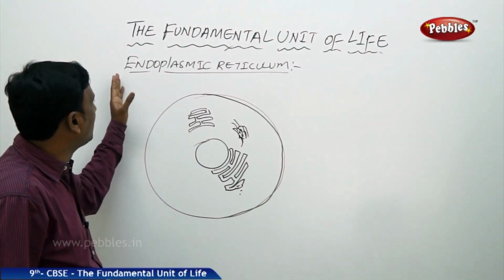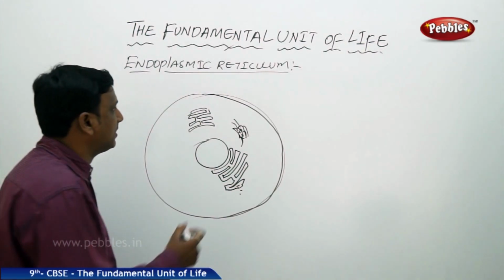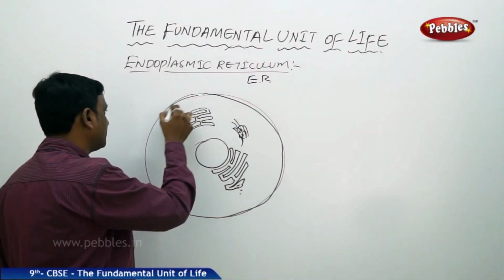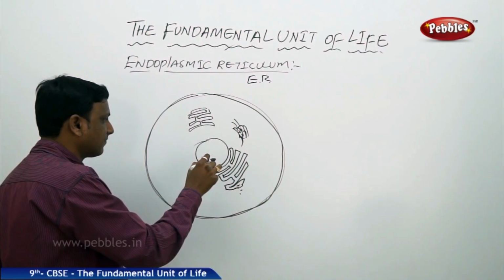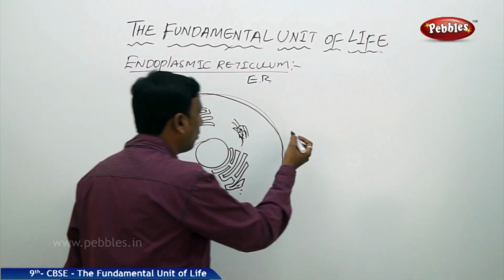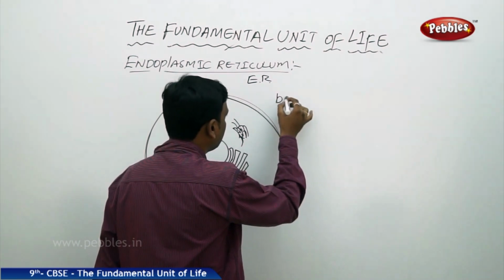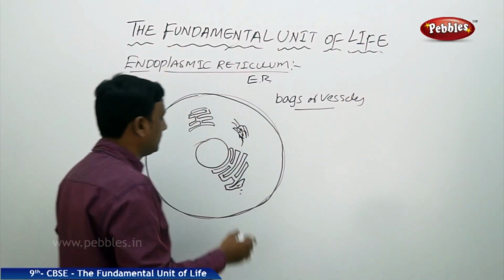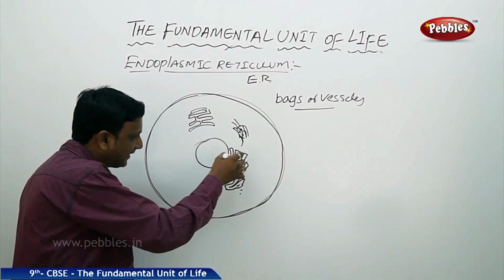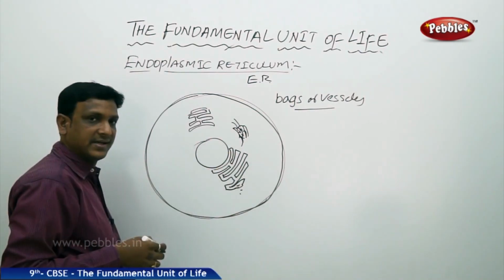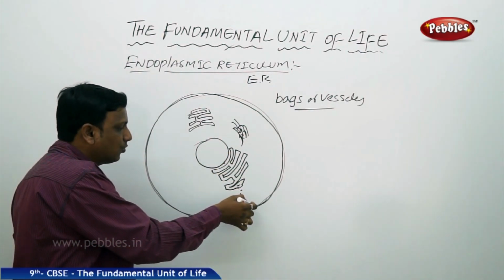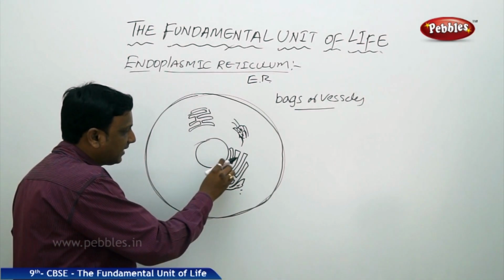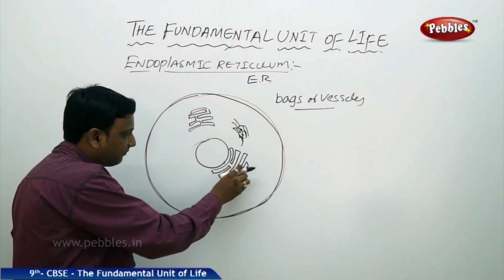So let us talk about the endoplasmic reticulum. In simple terms, it is called ER. If you see a eukaryotic cell, you will find the endoplasmic reticulum in the form of elongated, oval or oblong bags or vesicles. See here that they have some channels. They look like a network of channels extending from the nucleus towards the plasma membrane. So they are forming some kind of channel, some kind of way.